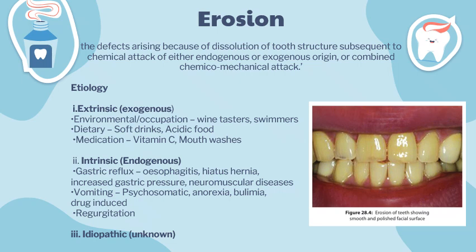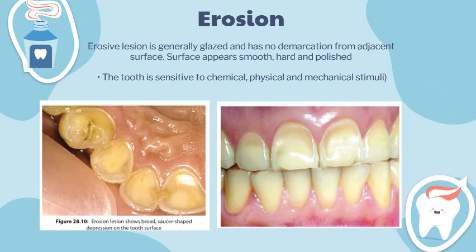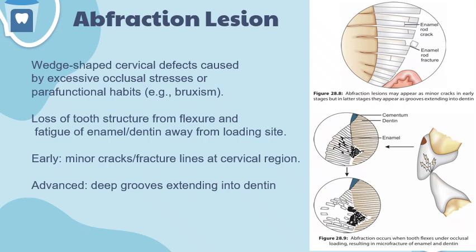Coming to erosion, these defects arise because of the dissolution of the tooth structure subsequent to chemical attack of either endogenous or exogenous origin or a combination of chemico-mechanical attack. And these appear glazed with no demarcation from the adjacent surfaces, smooth, hard, and polished. Coming to abfraction, they are wedge-shaped cervical defects which are caused by excessive occlusal stresses or parafunctional habits leading to the loss of tooth structure from flexure and fatigue of enamel or dentin away from the loading site.